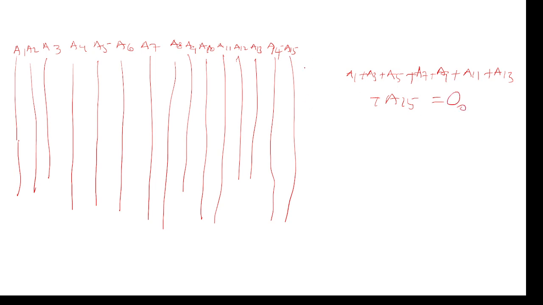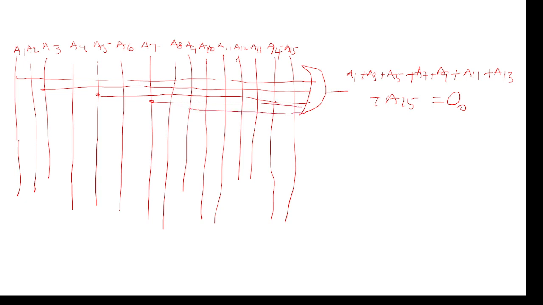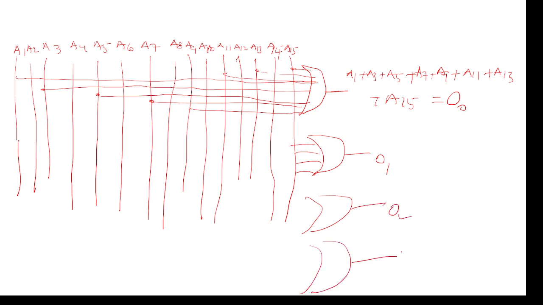I will take this as equal to O0, the first one. So I will take OR gates, equal to O0. A1 is here, A1 plus A3 plus A5 plus A7 plus A9 plus A11 plus A13 plus A15. So this is O0. So like this we can draw the remaining also, that is O1, and we can draw easily O2, and O4 also, we can easily draw. So like this we can draw the logic diagram.